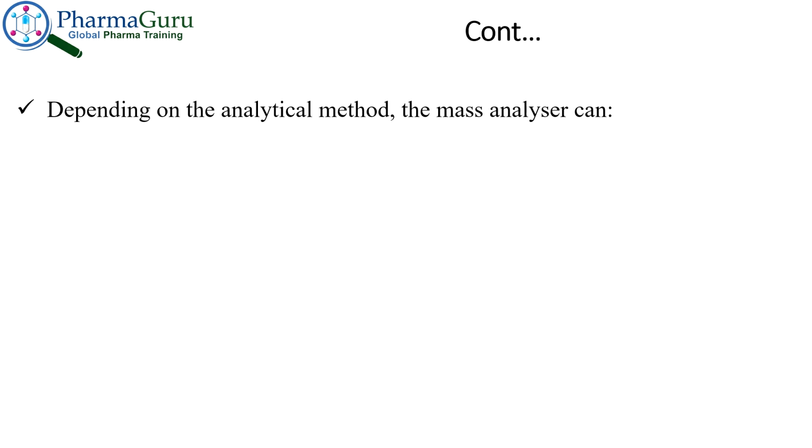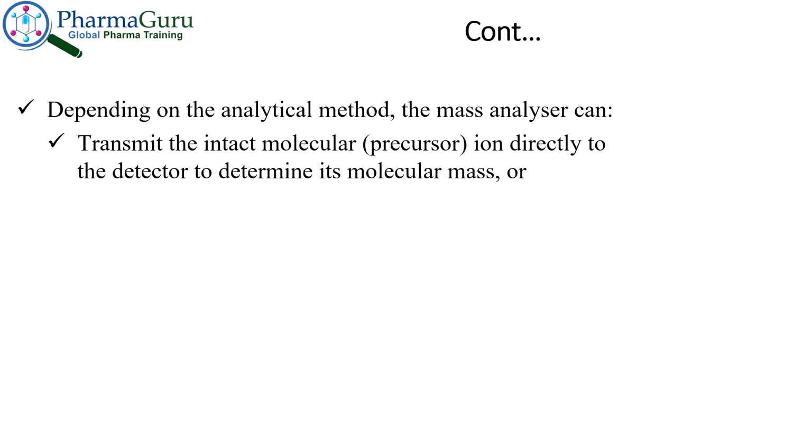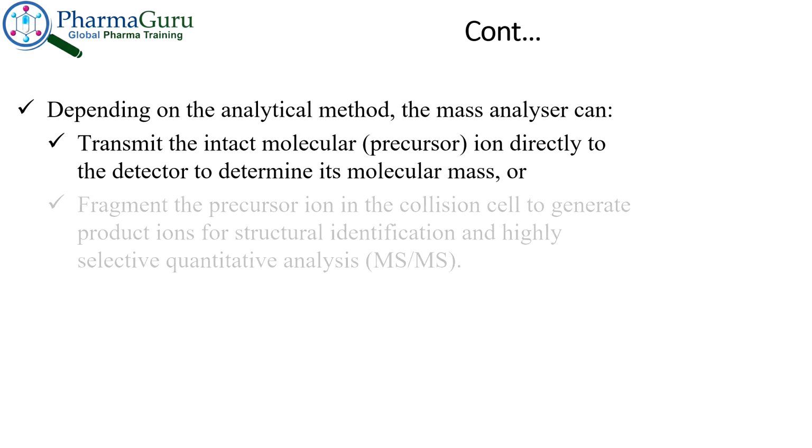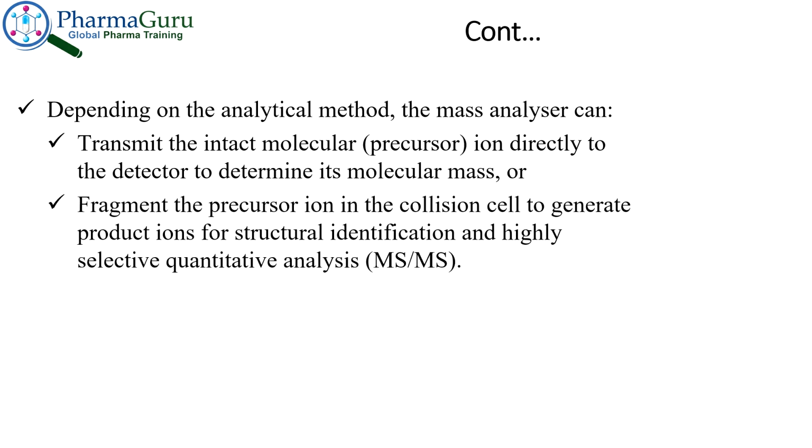Depending on the analytical method, the mass analyzer can transmit the intact molecular ion directly to the detector to determine its molecular mass, or fragment the precursor ion in the collision cell to generate product ions for structural identification and highly selective quantitative analysis.